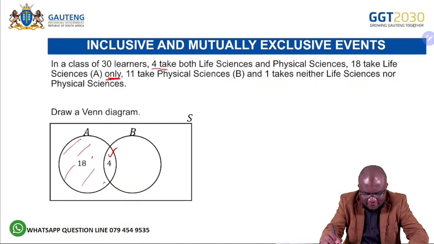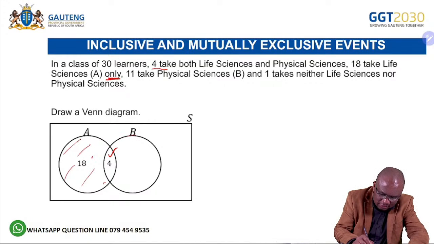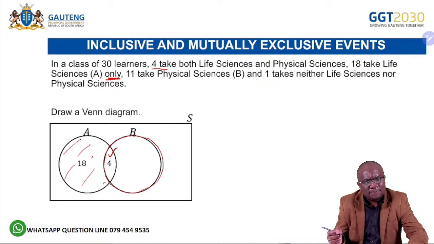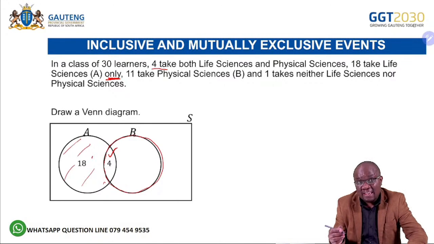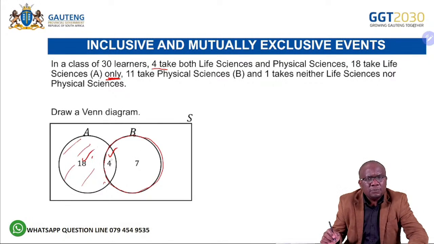And then 11 take physical sciences. We're not told physical sciences only. They said 11 take physical sciences. It means the whole circle should be 11. So what is physical sciences only? It's going to be 7, because 7 plus 4 is 11.